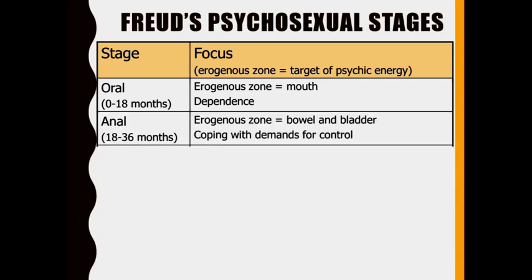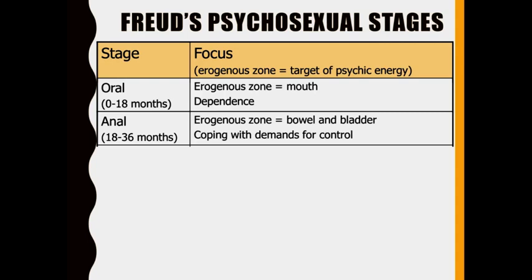The next stage, okay, now it's starting to get weird, is called the anal stage. And for Freud, that's somewhere between 18 months and 36 months. He said that the erogenous zone is the bowel and the bladder, which has caused a lot of people to go, well, that sounds really creepy. But what he's talking about is that during this stage, most babies are going through potty training.